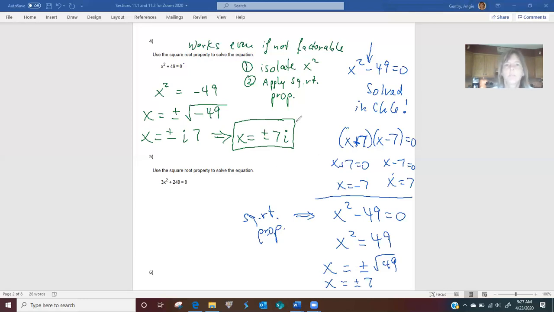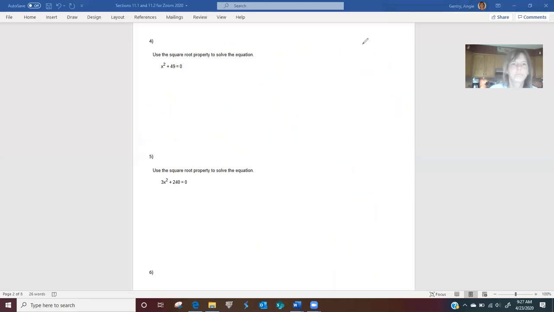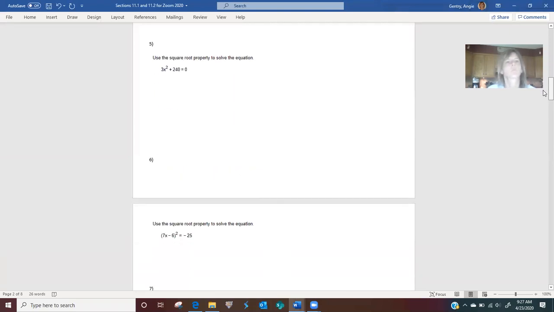So when it's prime and it couldn't be factored, it turned, in this case, into an imaginary number. So you just got to watch these little details here. We'll do 2 more, I think, and then we're done with this recording, and then I'll do the completing the square on another one. Okay, use the square root property.